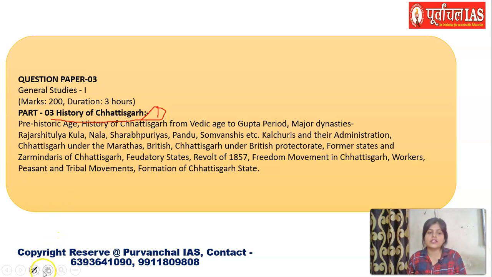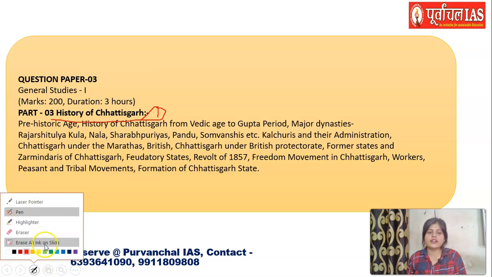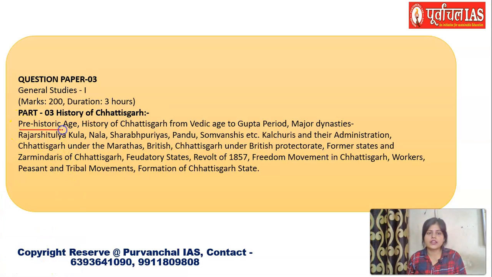So when we talk about history of Chhattisgarh, you have again starting from the prehistoric age till the formation of Chhattisgarh state, okay? And you have major regional dynasties also. These dynasties basically, Nal dynasty, Sharabhpuriyas, Pandu, Somvanshi, Kalchuris, their administration. These are the regional dynasties of Chhattisgarh and very, very important. And you also have to go through what was Chhattisgarh's contribution in the Indian national movement, who were the workers, and what things took place here when we were into our Indian freedom struggle.